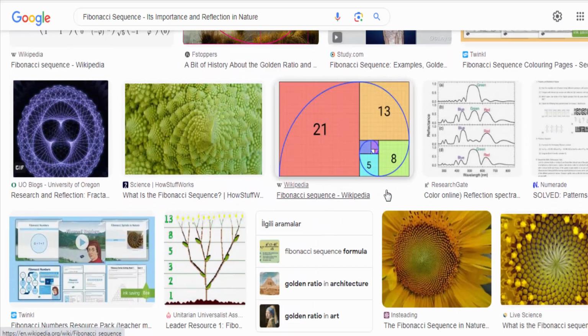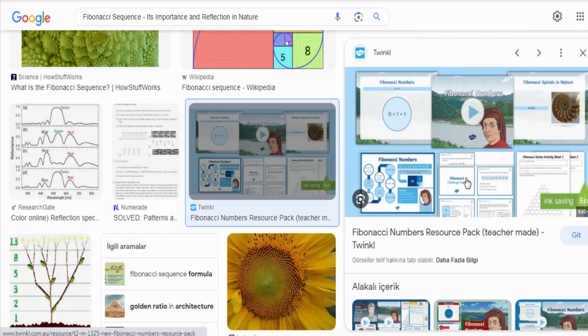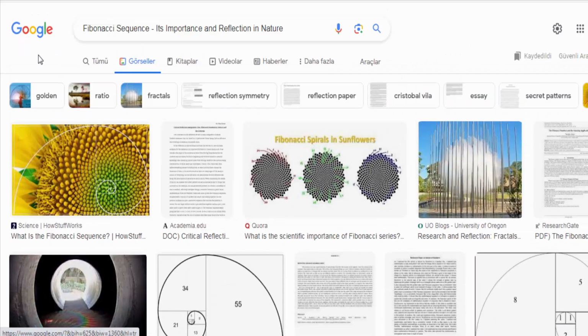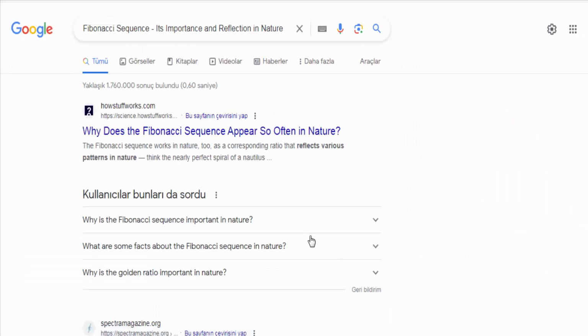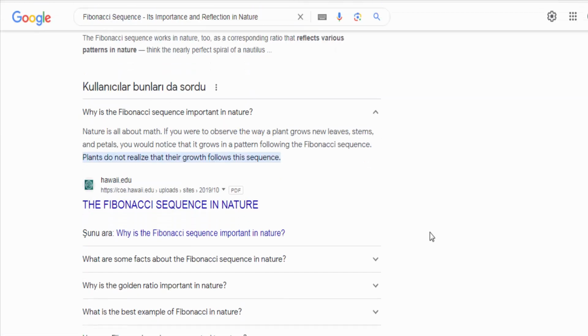Tree branching. The way branches form on trees can often be observed to follow Fibonacci patterns. For example, a tree trunk typically splits into 2 main branches, then each of those branches splits into 2 more, and so on. The branching pattern helps in maximizing the distribution of nutrients and sunlight.